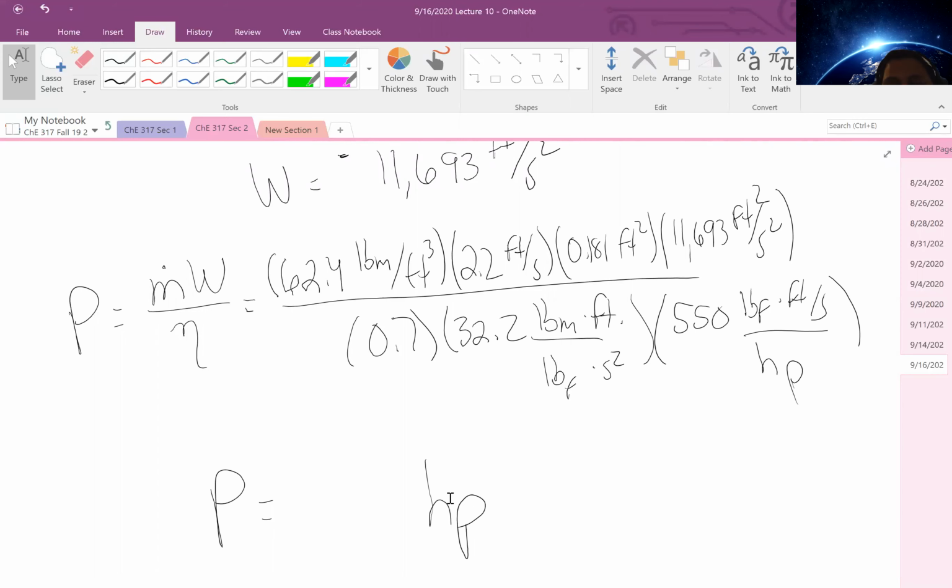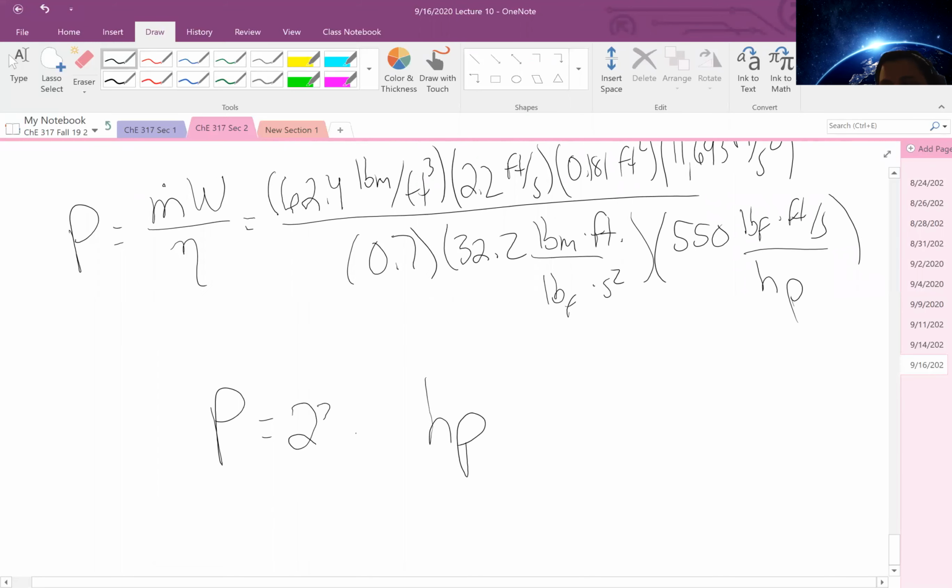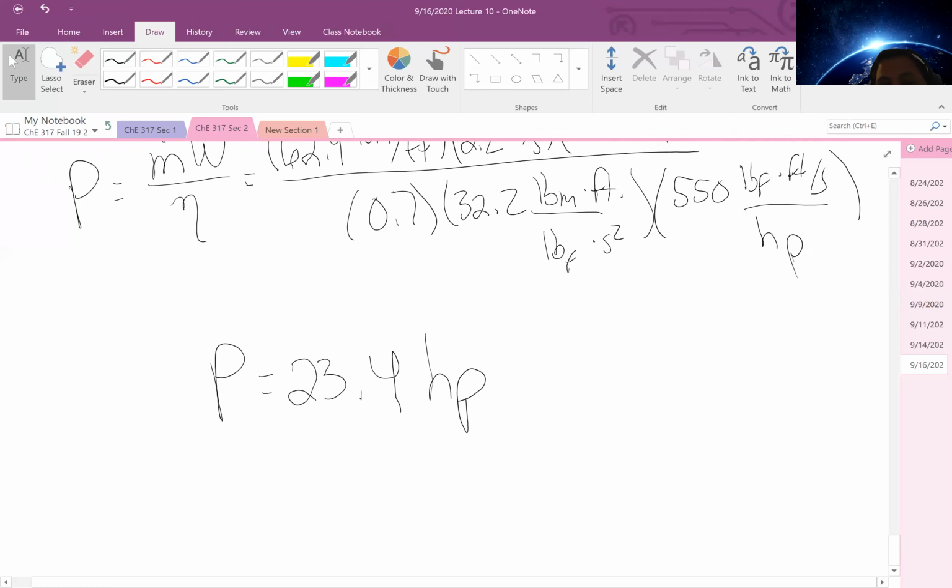Which ends up as a massive pump, 23.4 horsepower. Which if I was to convert to kilowatts, I would get 17.45 kilowatts.